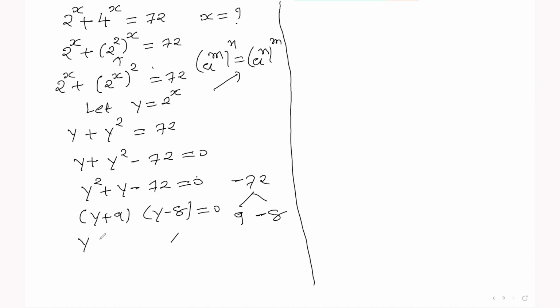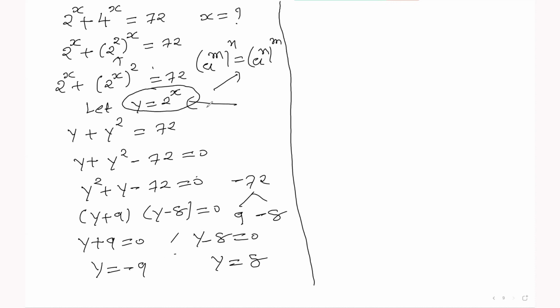So now I can individually equate each with 0. So y + 9 = 0 and y - 8 = 0. So my y value is equal to negative 9 and my y value is equal to positive 8. Now, my y is 2^x. We have taken 2^x as y, so I can replace it back. So that will give me 2^x = -9 and 2^x = 8.